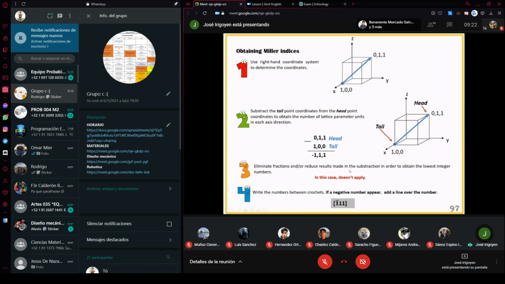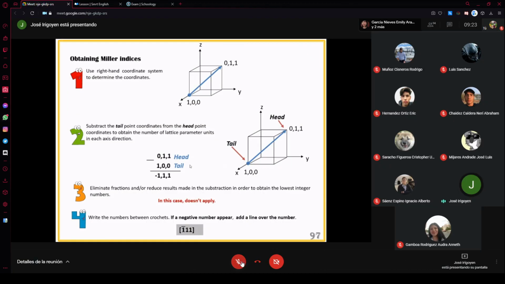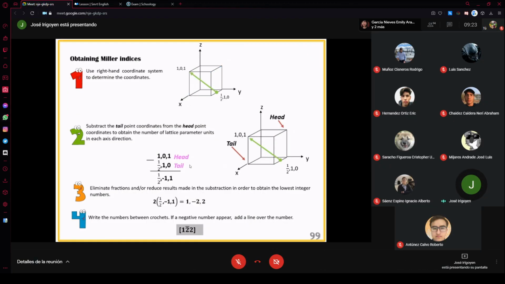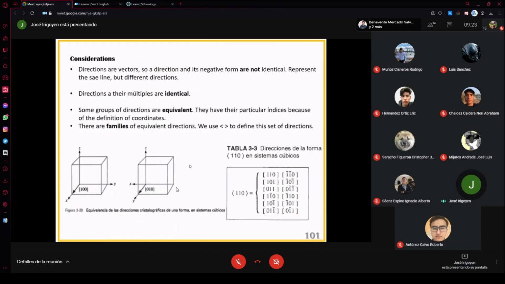Eliminate fractions. In this case, we don't have fractions. So in this case, apply this point. And at the end, we need to write the numbers between brackets. And if we have a negative one, we're going to add a small line over the number. We saw this the last class, right? I think. Yes. Okay, well, so today we're going to practice some exercises of these vectors.